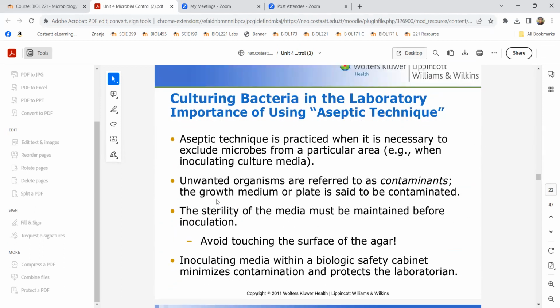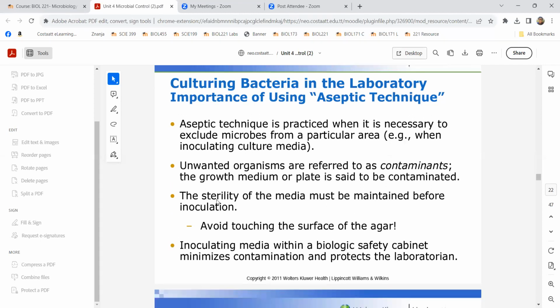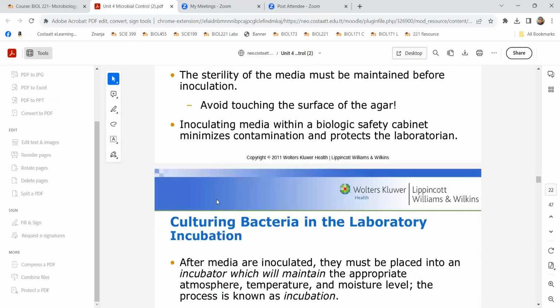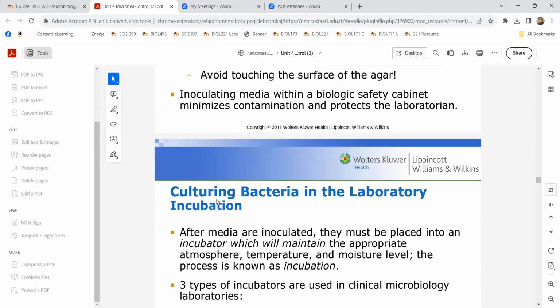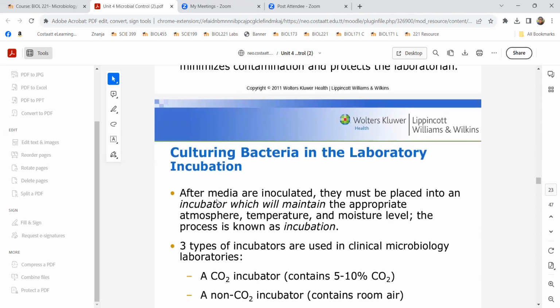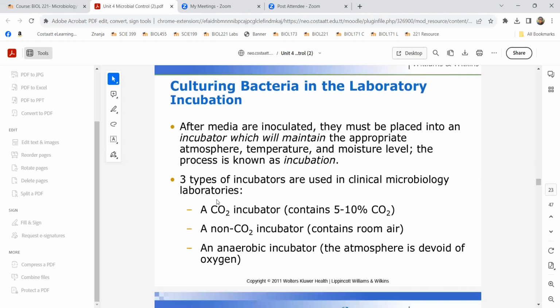What is aseptic technique? Again, you all did an entire lab on aseptic technique. You all should be able to write about aseptic technique and give examples of, if you go in the lab, what are some things you do to achieve aseptic technique, right? Flaming your loop, washing your hands, wiping down your counter, making sure all of your materials have been autoclaved before you use them, all of those things.